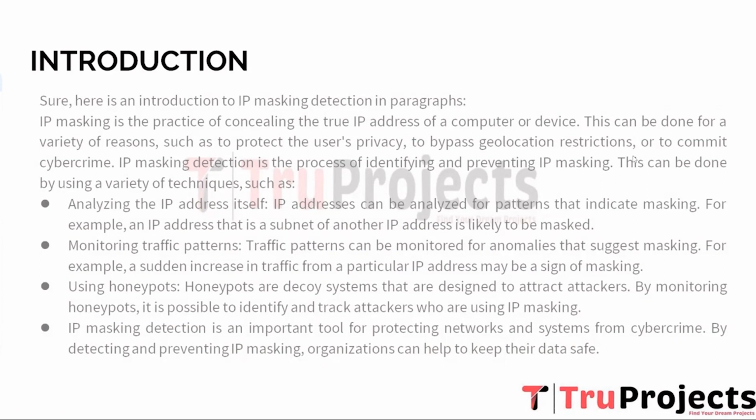IP masking detection is a process of identifying and preventing IP masking. This can be done by analyzing the IP address itself, monitoring traffic patterns, and using honeypots. By detecting and preventing IP masking, organizations can help to keep their data safe.